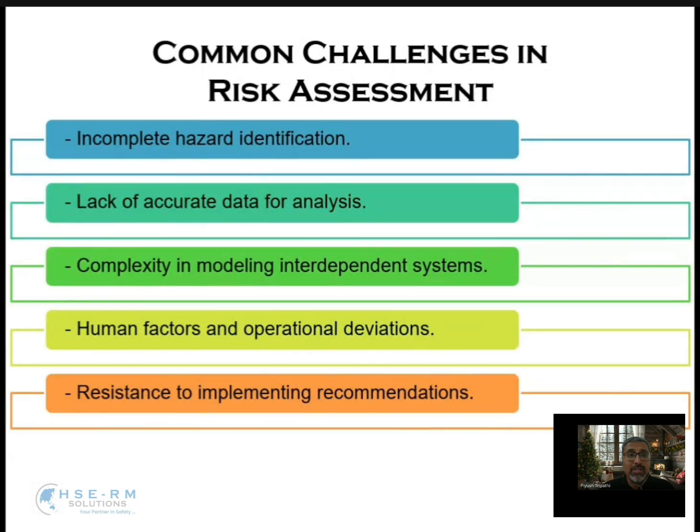Next is common challenges that we have. So what are the common challenges? We have incomplete hazard identification, the biggest issue. Lack of accurate data for analysis, the second big issue. Complexity of modeling and interdependent systems, the third issue. Human factors and operational deviations, the fourth. And resistance to implementing recommendations. It happens everywhere, right? These are common issues.